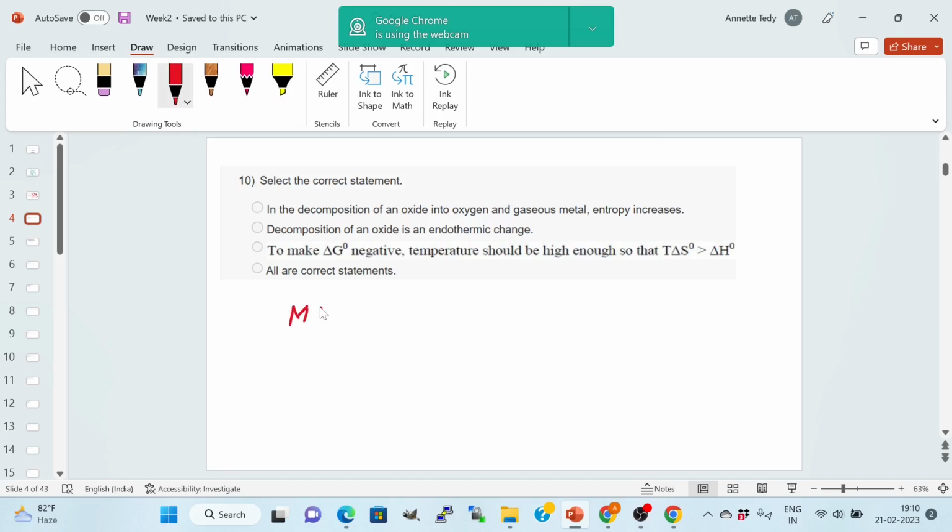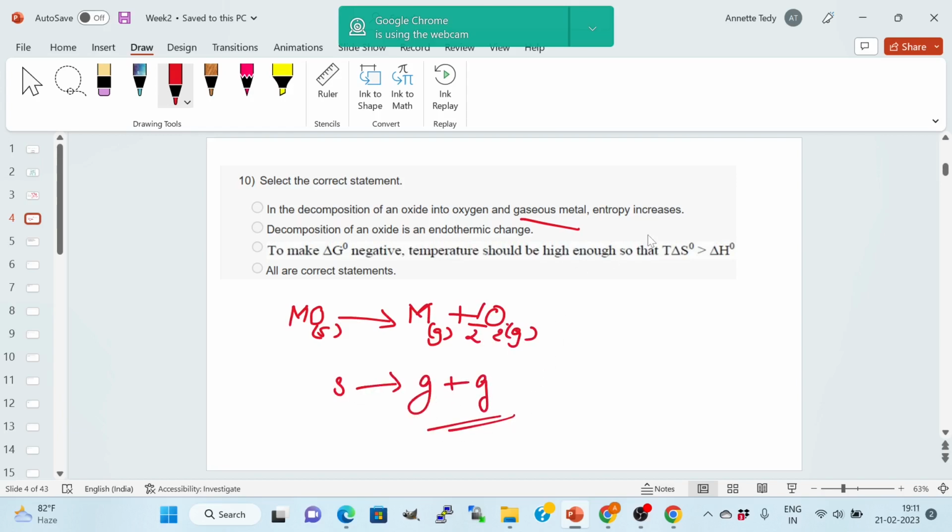So we'll just write the oxide, MO. MO is the oxide. If it is decomposing, then it should turn to M plus oxygen, right? This is generally in solid form, and they have given that the metal is gaseous. So this is in gas. Oxygen, as you know, is gas. So it will be 2 MO gives 2 M plus O2, right? So from solid to gas, two gases are forming. So definitely entropy is increasing. So this is a right statement.